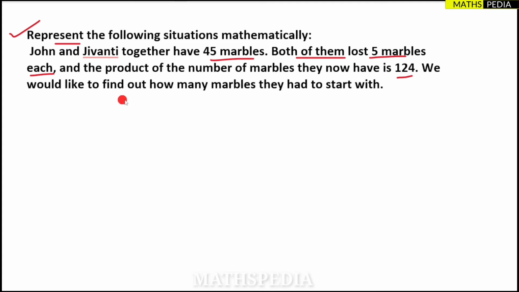We would like to find out how many marbles they had to start with. Now this last statement we will be discussing in the next exercise, that is 4.2, to find out the values of x, or the variables involved, that is how many marbles John and Jivanti have. This part will be discussed later. Now we have to first form the equation for this.